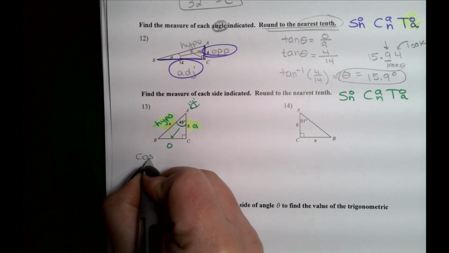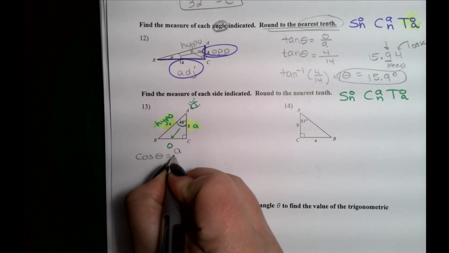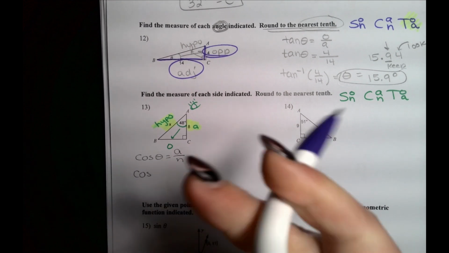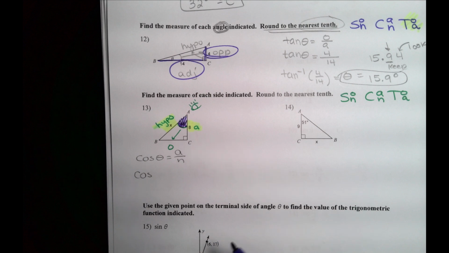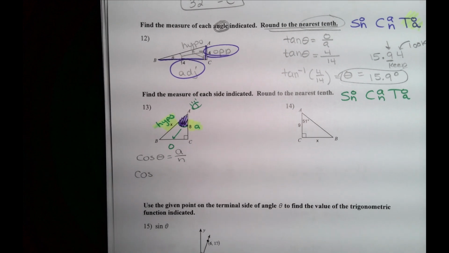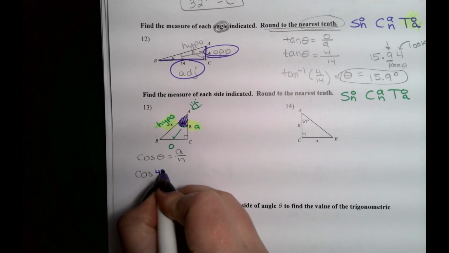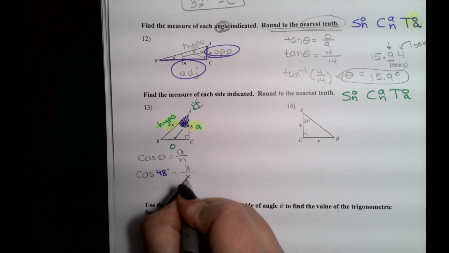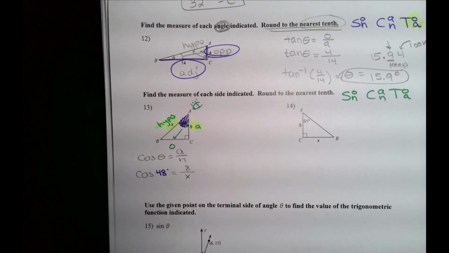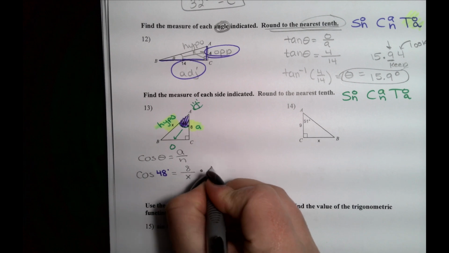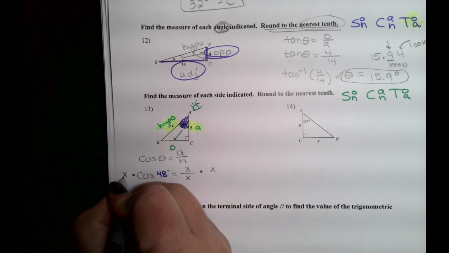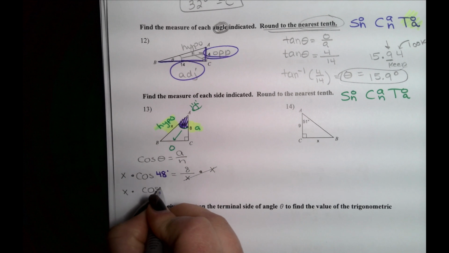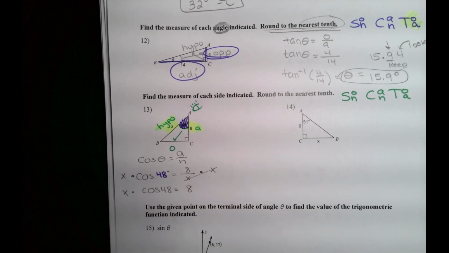Cosine of theta is adjacent over hypotenuse, which means cosine. We do know what our theta is. I shouldn't have done that. That was, oh goodness, 48 degrees. Equals adjacent is 8, hypotenuse is x. Okay, what you're going to do is multiply both sides by x. Your x's go away. x times cosine of 48 is equal to 8.